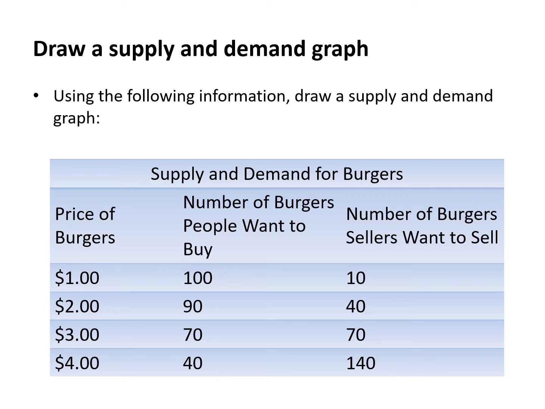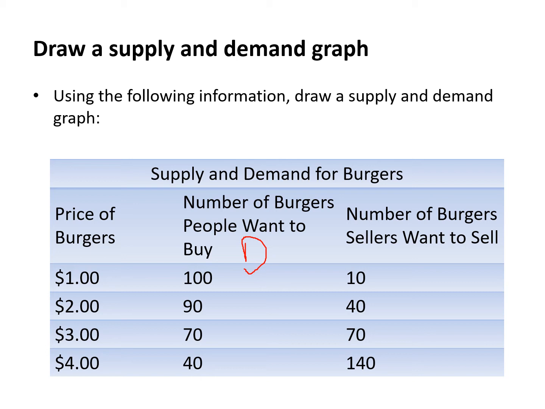Let us look at this example. Draw a supply and demand graph using the following information. You have to know how to draw the supply and demand curve. Now, first of all, they provide us with this table, the supply and demand for burgers. The price of the burgers, we can see, was $1, $2, $3, and $4. The number of people who want to buy represents the demand. So when the price was 1, the demand was 100 units. At a price of 2, 90; $3, 70; $4, the demand was 40 units.